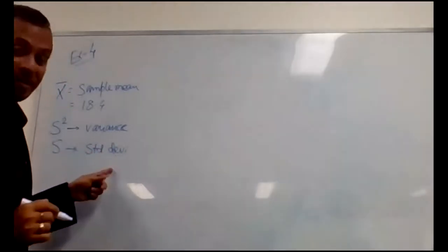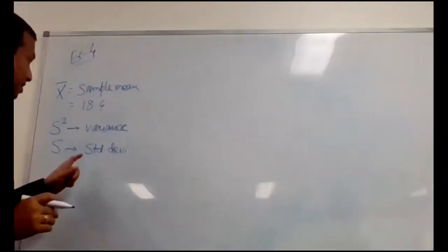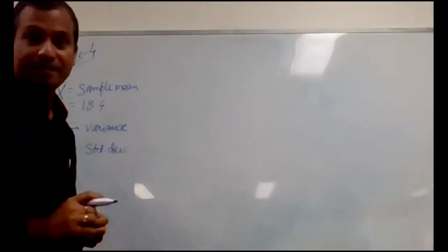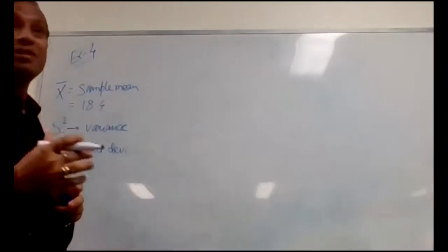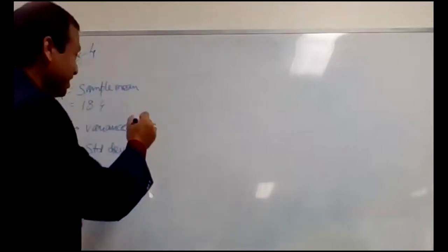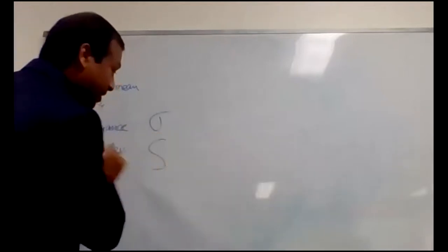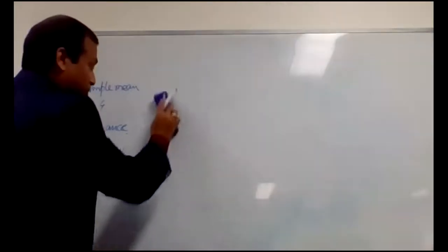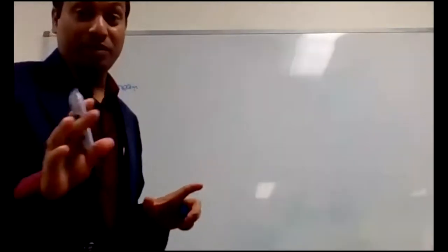Next question: is capital S a standard deviation for the population or for the sample? It's for the sample. Exactly. For the population, standard deviation is sigma, whereas for the sample, standard deviation is capital S. So what is given now? You have been given the S square value, not the S value.